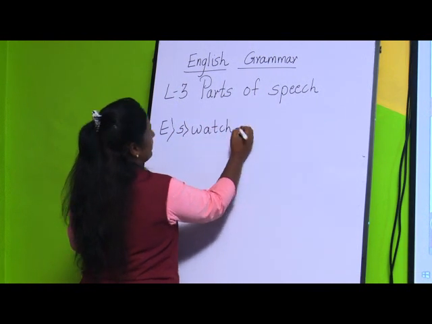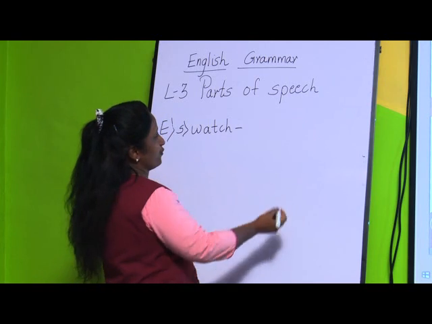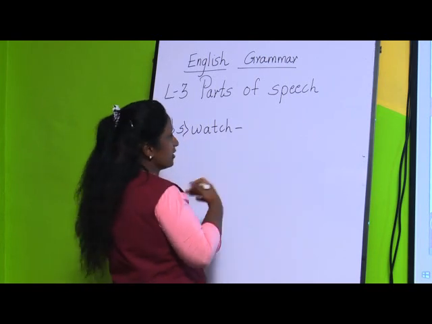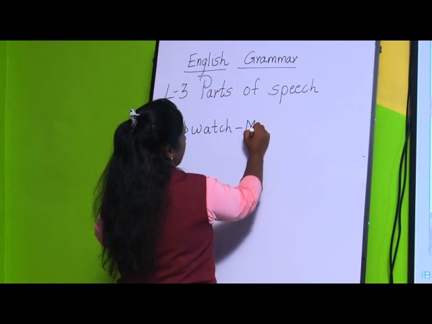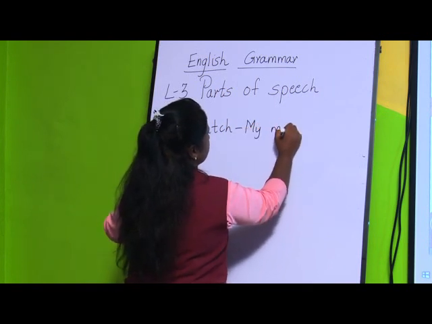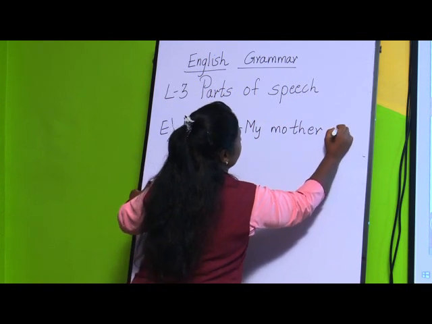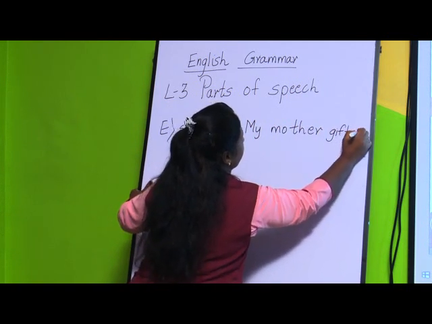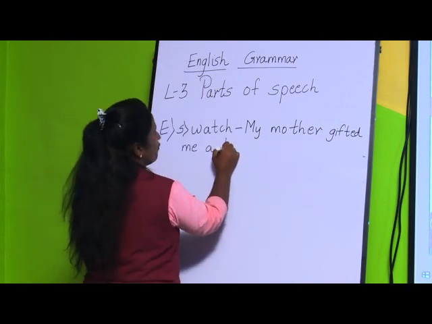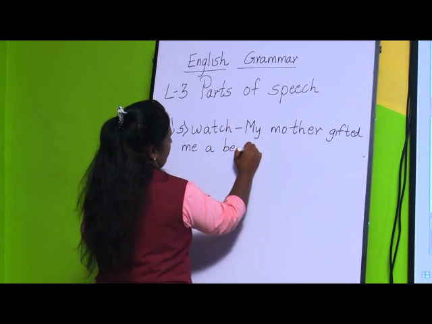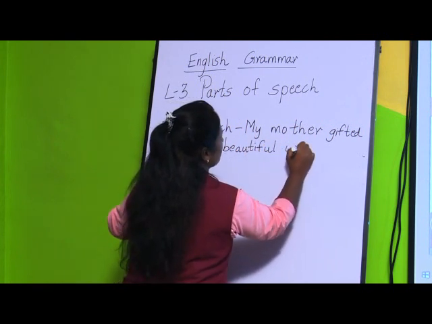Children, whenever you have your birthday, your parents gift you. So my mother also gifted me. What did she gift me? She gifted me a watch. My mother gifted me a beautiful watch.